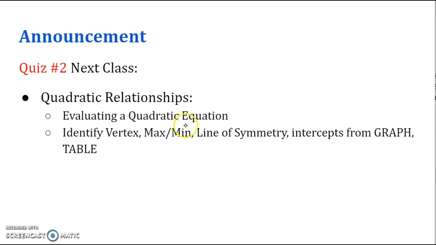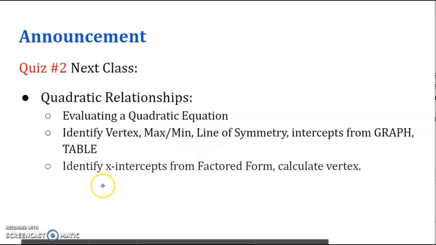So evaluating a quadratic equation means the t-table, right? Identify x-intercept from the factored form and calculate vertex. So that's going to be a little bit of today's work as well, calculating the vertex, but that should not be too complicated. So it's mostly homework number 4, homework number 5, and homework number 6, with a little bit of homework number 7. That's today's homework.